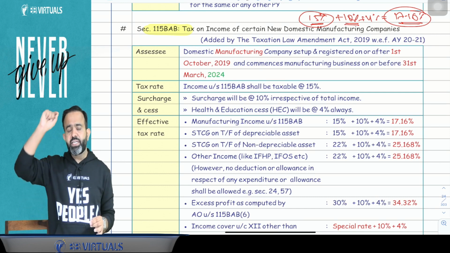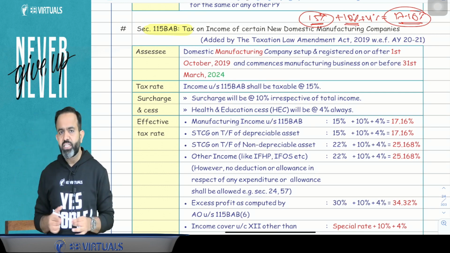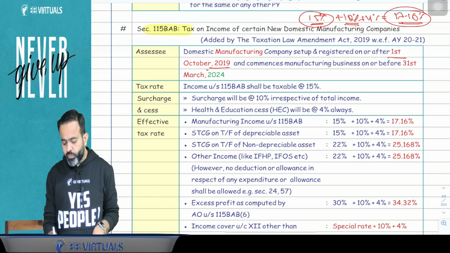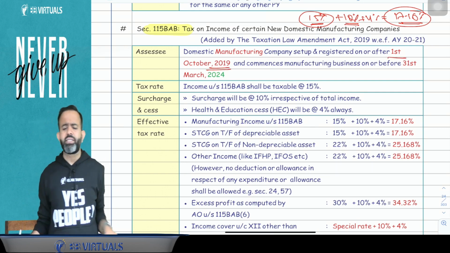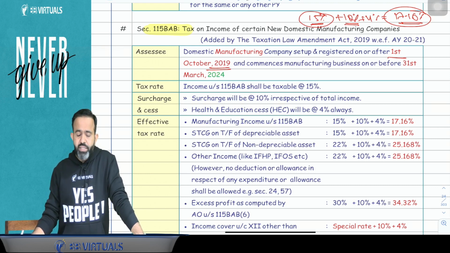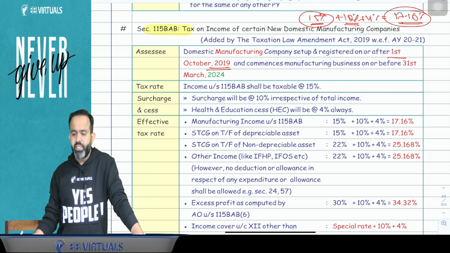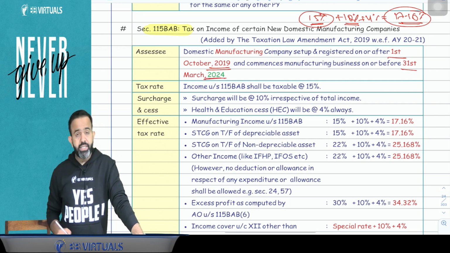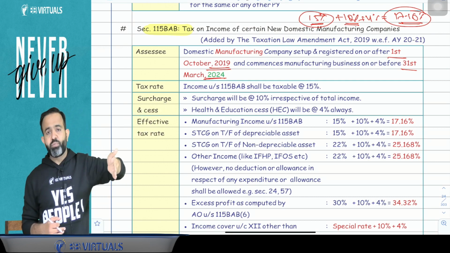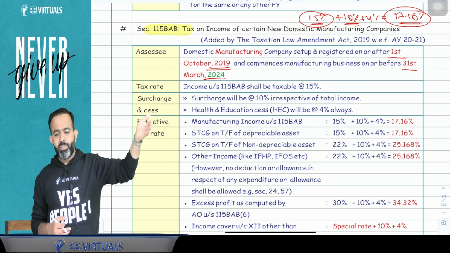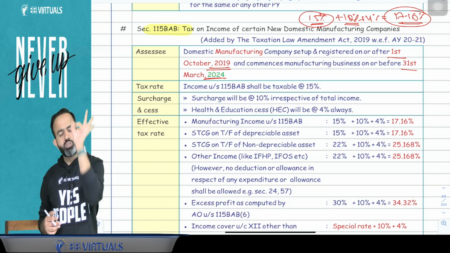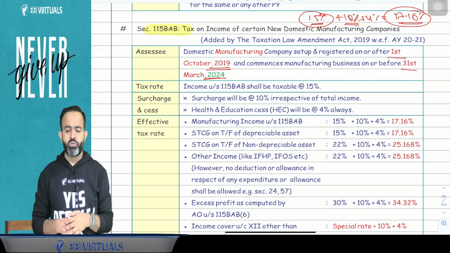But guys, there is one condition: the company should be engaged in the manufacturing business, and the company should be incorporated and set up on or after 1st October 2019, and it should commence the manufacturing business till 31st March 2024. Earlier, till last year, that date was 2023, but by the Finance Act 2022 they made an amendment and increased that benefit by one more year. They are saying that manufacturing business should be commenced till 31st March 2024.